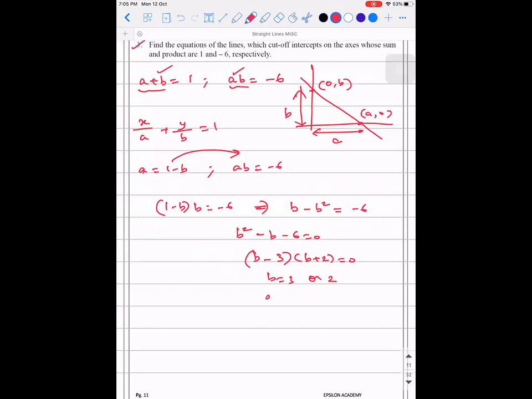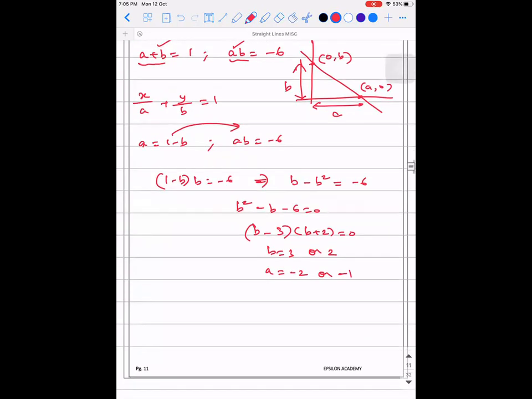When B is 3, A will be how much? Minus 2. When B is 2, A is minus 1. So what will be the required equation? x by A, that is minus 2, plus y by 3 is equal to 1, or x by A, that is minus 1, plus y by 2 is equal to 1, how is it possible?